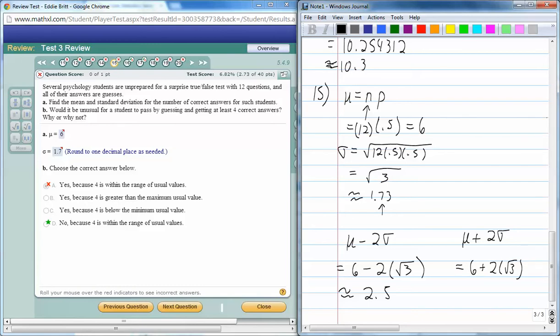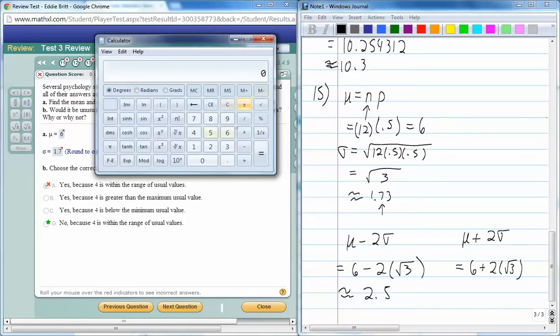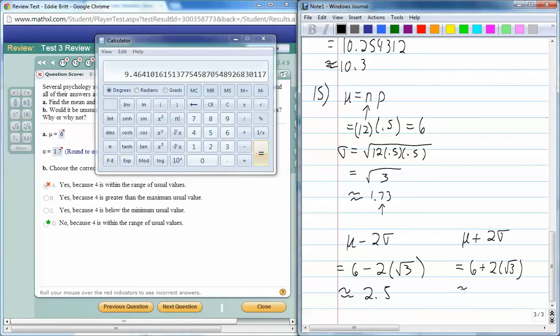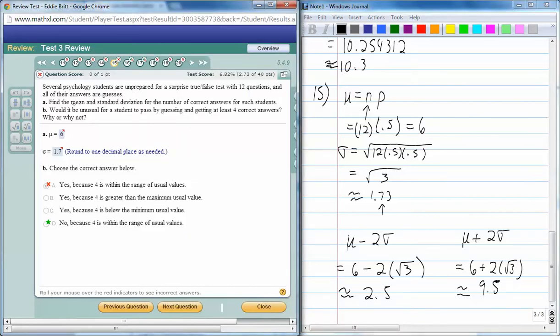I can just do that really quick. So 6 plus parentheses 2 times square root of 3 close parentheses equals 9.5. So about 9.5. So is 4 between those two? Yes. So that means it's usual. So the problem asks, would it be unusual? So no, it would not be unusual, because 4 was in the range of usual values.